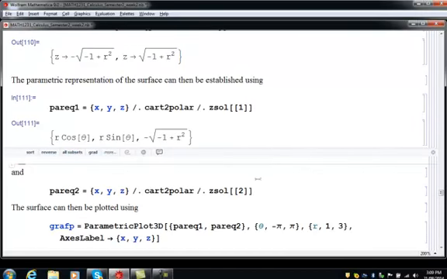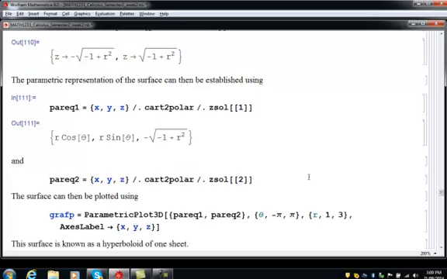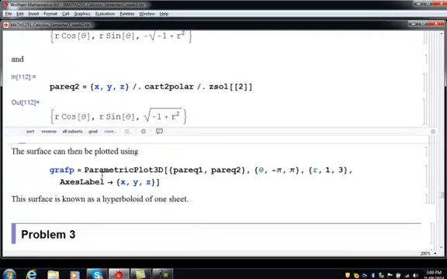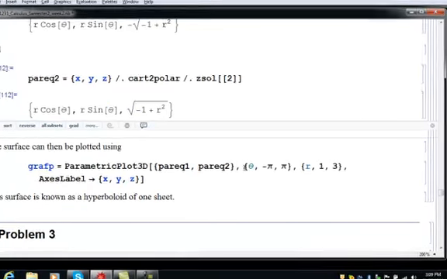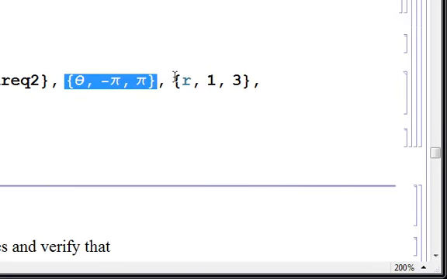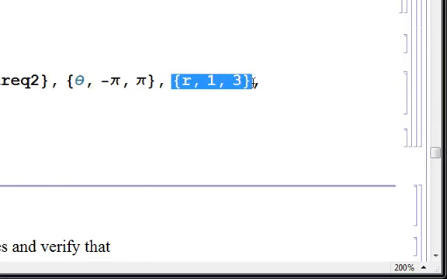So x becomes r cos theta, y is r sin theta, and z is just this expression involving r. So we can solve this, find the second polar equation, or parametric equation, and now we can plot that, or these two things here, by choosing theta to lie between minus pi and pi, and r to lie between 1 and 3.